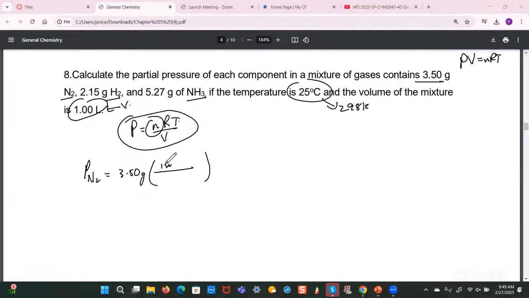So in the case of ammonia, the molar mass, 14.01 plus 3 times 1.008, is equal to 17.03 grams per mole. No, I'm sorry, nitrogen. My bad. So that should be 2 times 14.01, which is 28.02.